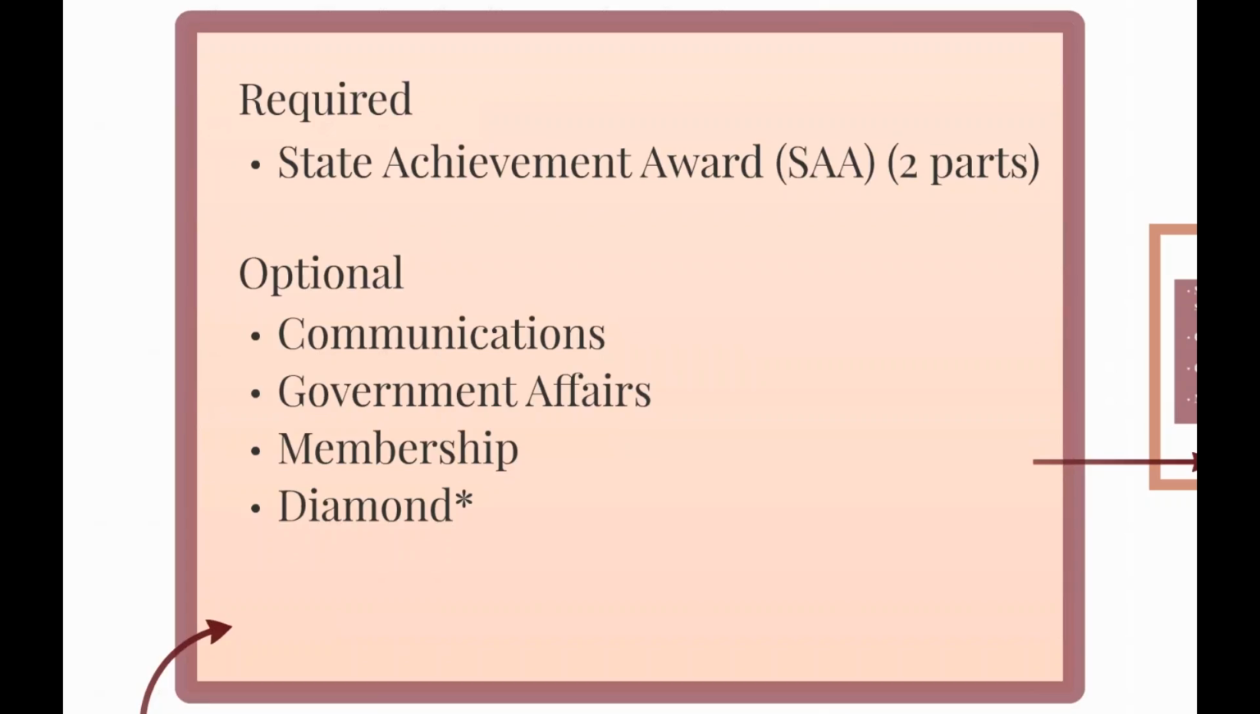There are also 4 other awards available for chapters. Each of these awards is optional and they are not tied to the rebate. And these awards include the Communications, Government Affairs, Membership, and the Diamond Award. The first 3 awards are exactly as described, so Communications, Government Affairs, and Membership. And all criteria for each award are listed within the applications, which can be found within the chapter portal.